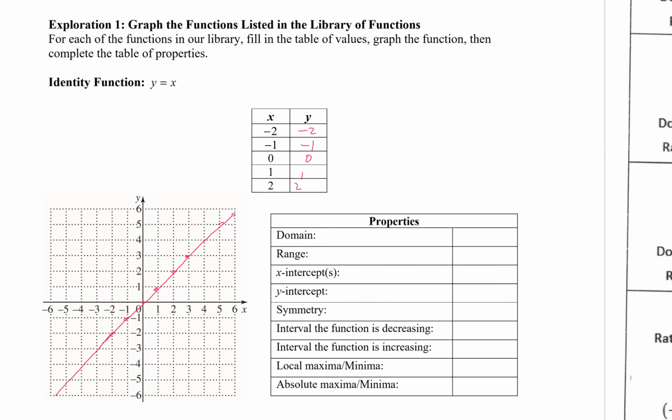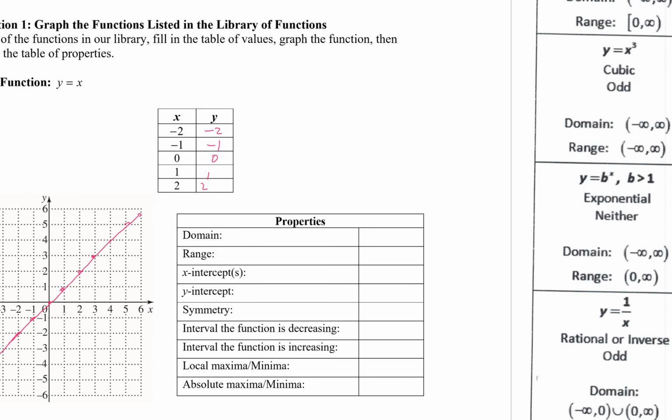It's a perfect diagonal. The domain and range, as we talked about, are all real numbers for both. The x-intercept and the y-intercept are both the origin. It has odd symmetry.